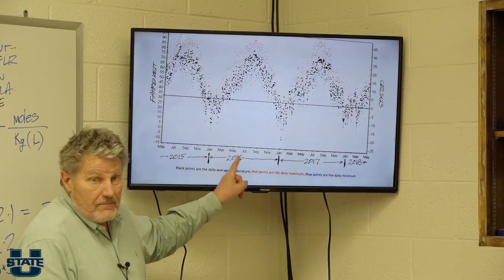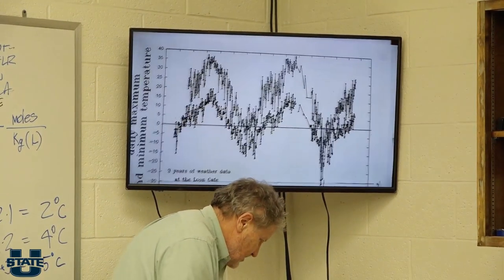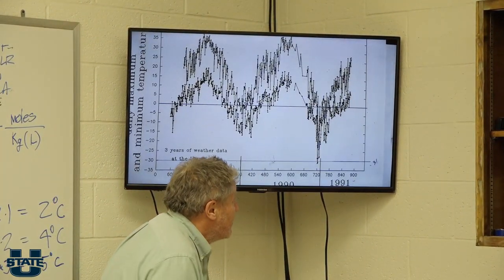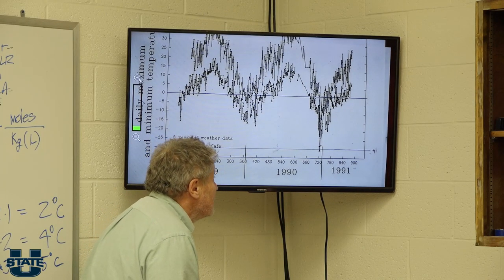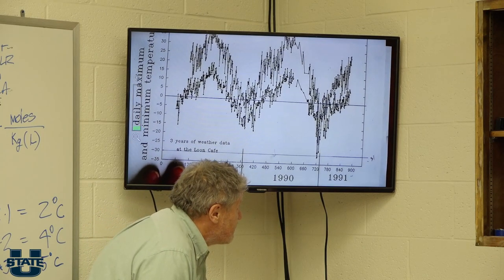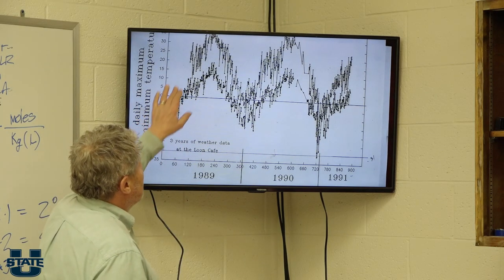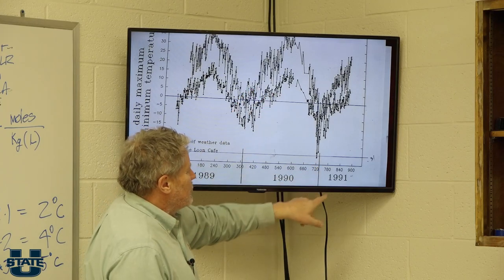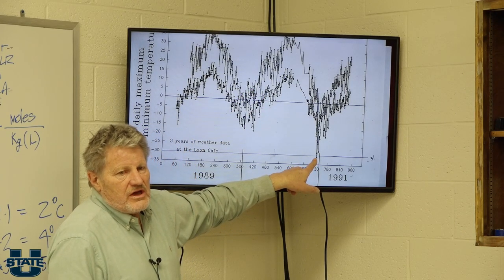Before we had the campus, I was doing this at home. And now look at this data. I can zoom out just a little for the 1990s. Here's a couple years, 1989, but look at this. 1990, it got to minus 31 in Cache Valley.